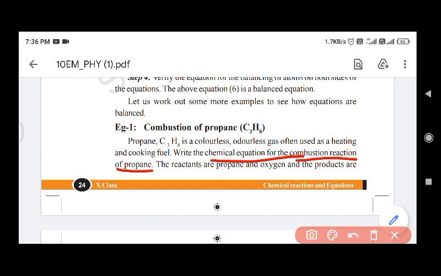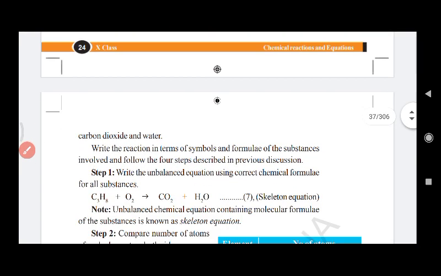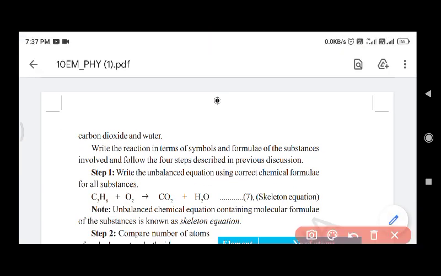So the reactants are propane and oxygen. For combustion, oxygen is required. In the presence of oxygen, propane combusts and the products are formed. What are the products? Any organic compound, if it burns, releases carbon dioxide and water. The reactants are propane and oxygen, and the products formed are carbon dioxide and water.